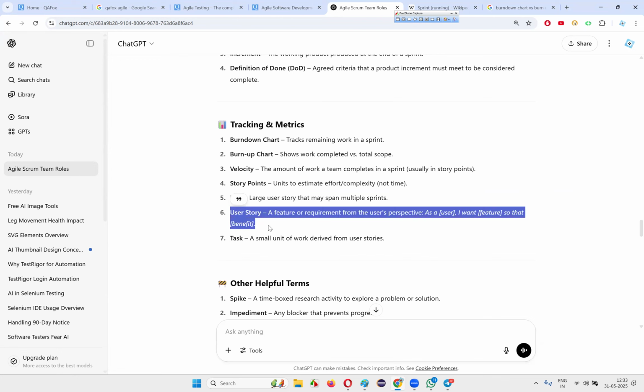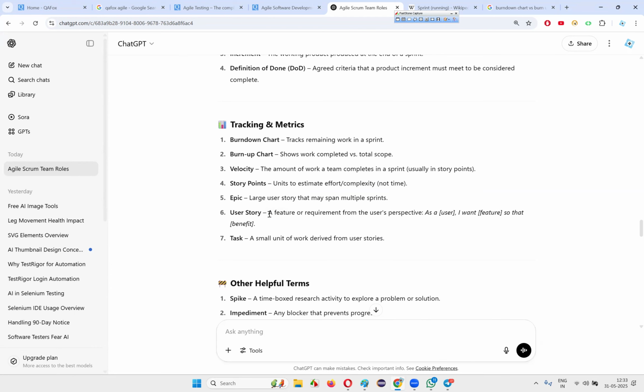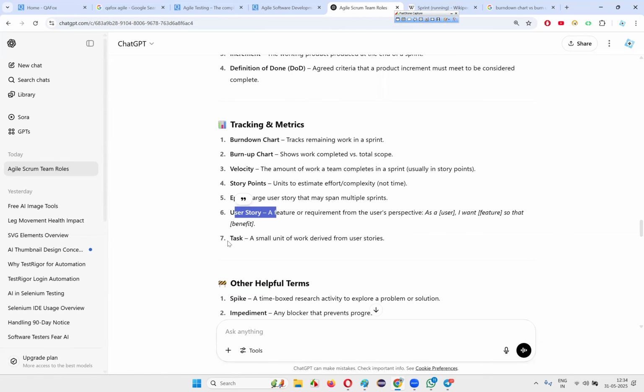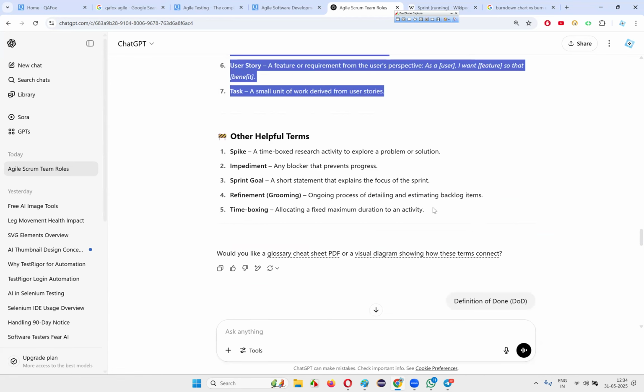Then task. A user story, a small chunk of requirement, can contain multiple tasks, like understanding the requirements and understanding the technology to be implemented. All the activities that the development team needs to do to complete this user story can be broken down into multiple tasks. A small unit of work derived from the user story is called a task. This also I'll show you in the Jira tool, guys.